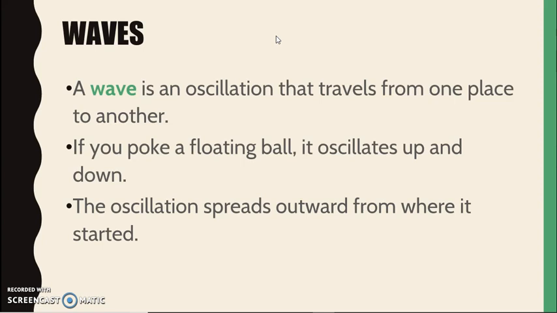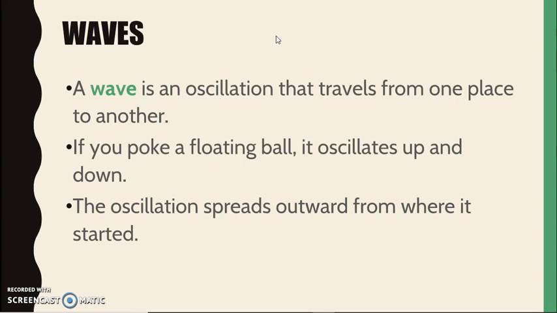So the first thing, and if you're looking at the screen, the first thing that we need to talk about is what waves actually are. There's so many different types of waves. So what do they all have in common? So a wave is an oscillation that travels from one place to another.